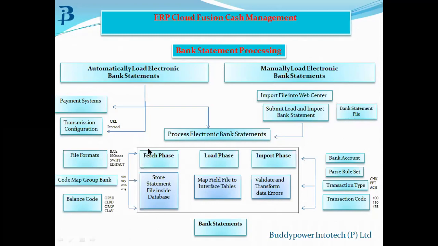There's something called a fetch phase, wherein you store all the information from your database. Then you have this load phase, then you map and match everything to your interface tables. Then is your import phase, wherein you validate and transform data errors, and then your bank statements will be released and sent to you. So these are the setups where you have to create a bank account, then set your parse rule, and then you have your transaction type and your transaction code. These are basically all technical, but it's just for your information that I have put here. Then your bank statements are sent to the company. So this is how it's set.